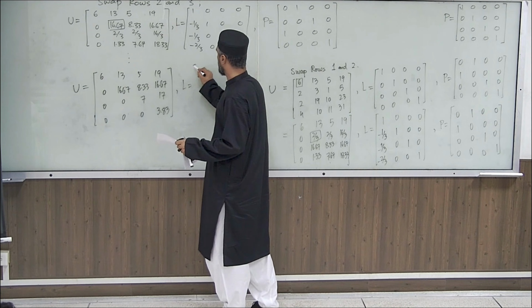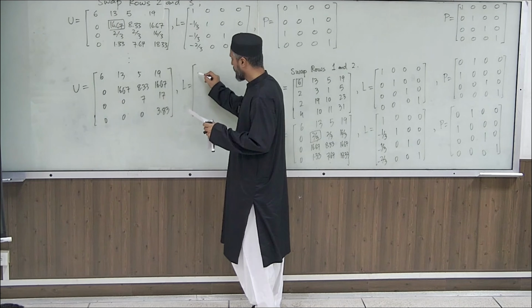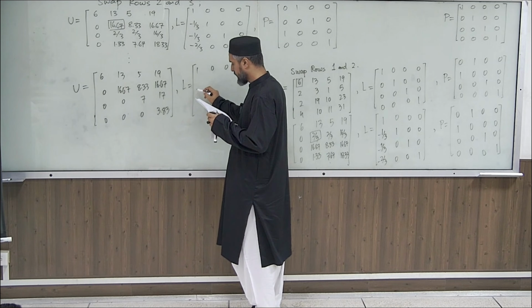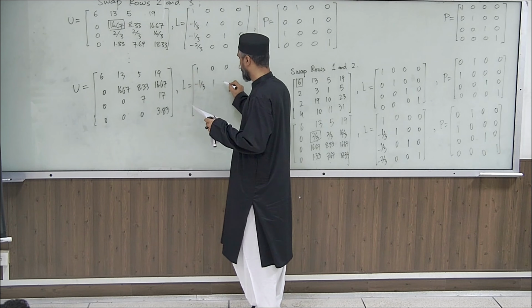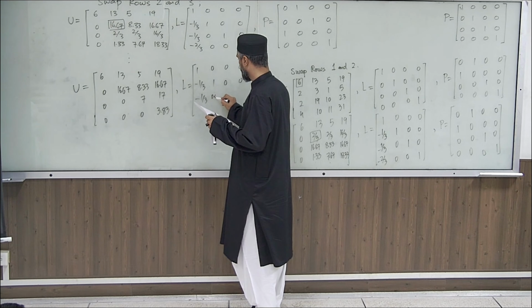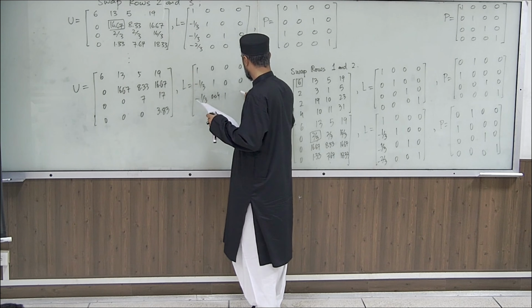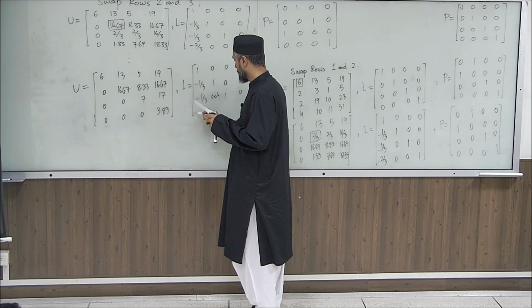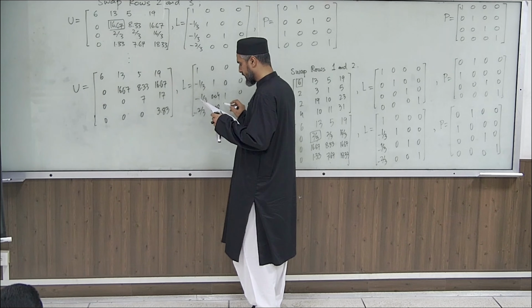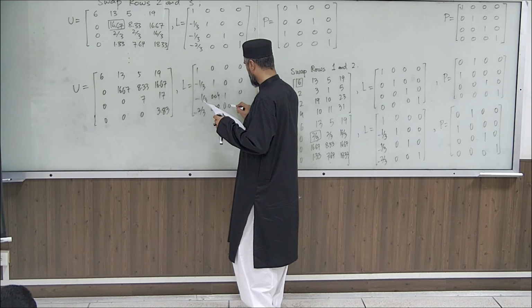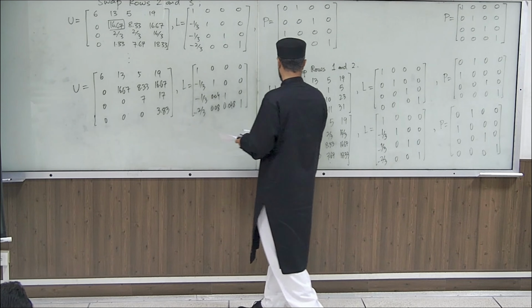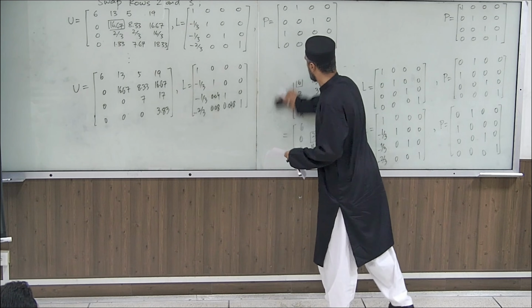The lower matrix is 1 0 0 0. Then we have minus 1 by 3, 1 0 0; minus 1 by 3, 0.04, 1 0; and minus 2 by 3, 0.08. There can be a mistake. Please confirm it from your working.